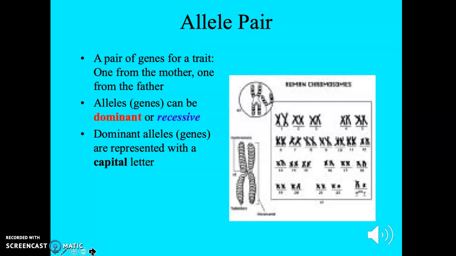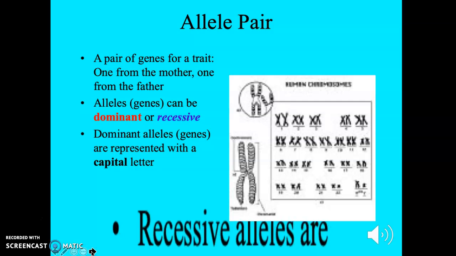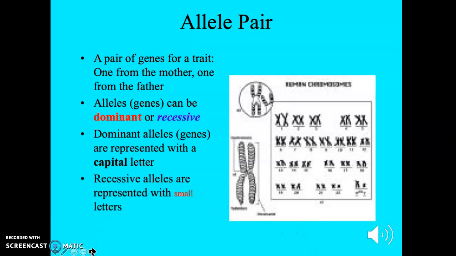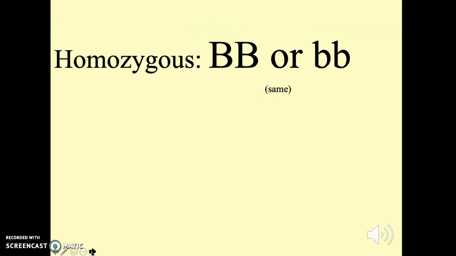A dominant allele is represented by a capital letter. And a recessive allele, or gene, is represented by a lowercase letter. And we're going to talk a little more in a minute about what dominant and recessive mean.